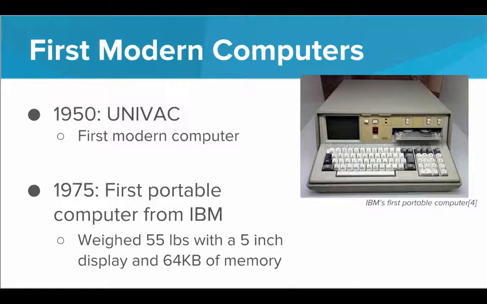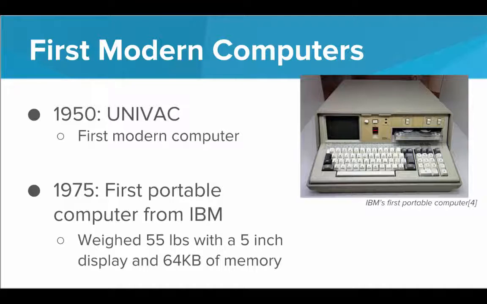However, it still weighed 55 pounds, it had a tiny 5-inch display screen, and it only had 64 kilobytes of memory. That's less than one song of memory. Now that was 1975. It took 4,000 years to get from the first abacus to Charles Babbage's analytical engine. And in the last 50 years since the portable computer from IBM, we have seen an incredible advancement in computers.